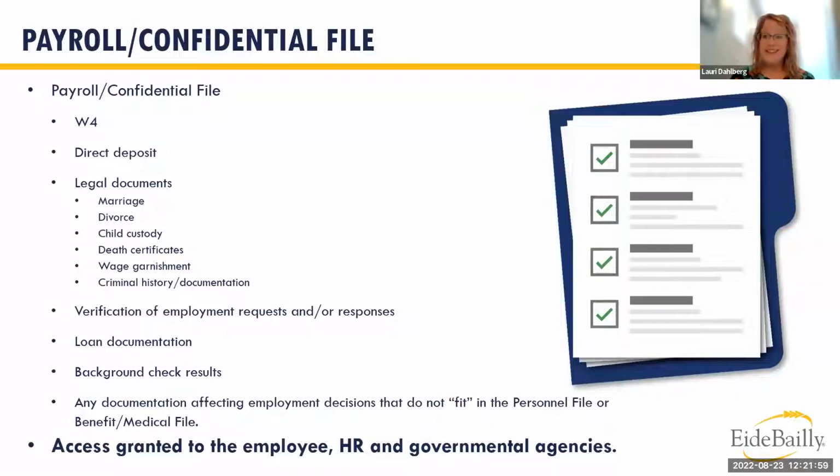If there's any type of child custody documentation that's being provided because it might change withholdings from payroll. They may have some sort of government issued requirement to have funds taken out. It could be death certificates for an employee or a family member who has passed away, which then renders them eligible for some life insurance. Those death certificates can be filed in this payroll confidential file. Wage garnishments and anything related to criminal history or documentation related to criminal activity, time in jail, those types of things, that would all go in the payroll confidential file.